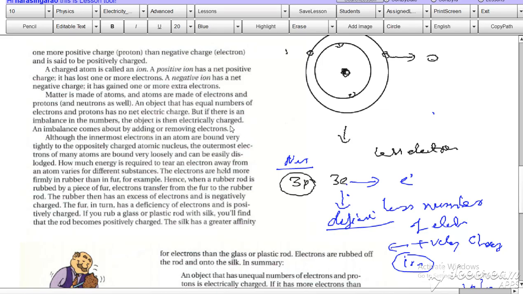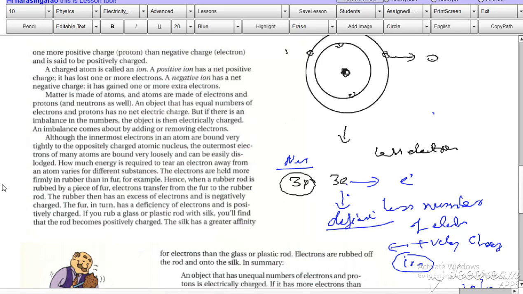But if there is an imbalance in numbers, the object is electrically charged. An imbalance comes about by adding or removing electrons. Although the innermost electrons in an atom are bound very tightly to the oppositely charged atomic nucleus, the outermost electrons in many atoms are bound very loosely and can easily be dislodged. That's what I explained to you.